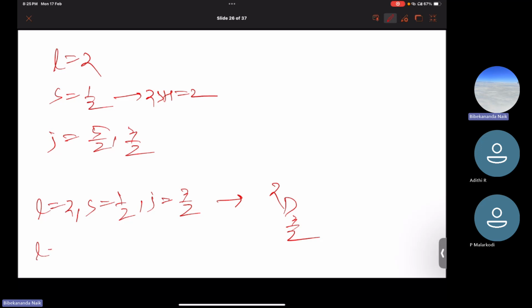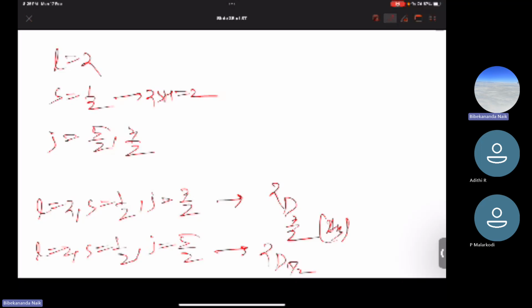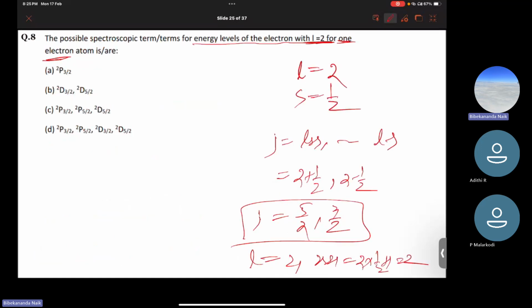Then for L equal to 2, S equals to half, J equals to 5 by 2. It will be 2D 5 by 2. So these are the possible spectroscopic terms, that is 2D 3 by 2 and 2D 5 by 2. So the correct option is option B, 2D 3 by 2 and 2D 5 by 2.